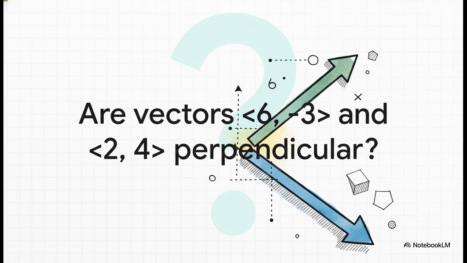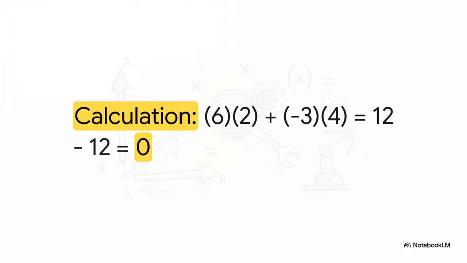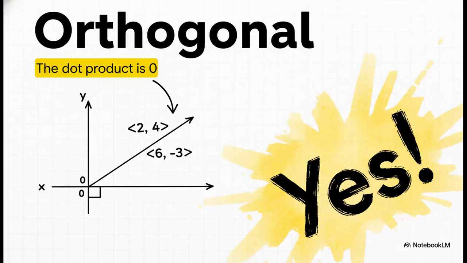All right, let's test this out. Here are two new vectors. Just by looking at the numbers, it's pretty tough to tell if they form a right angle, right? But with the dot product, we can figure it out in literally seconds. We just run the numbers like we did before. Okay, 6 times 2, that's 12. Then -3 times 4 is -12. Add those together, and look at that, we get 0. So what's the verdict? Yes, absolutely. Because their dot product is 0, we know for a fact that these vectors are orthogonal. They form a perfect 90-degree angle, and we didn't even have to pull out a protractor.